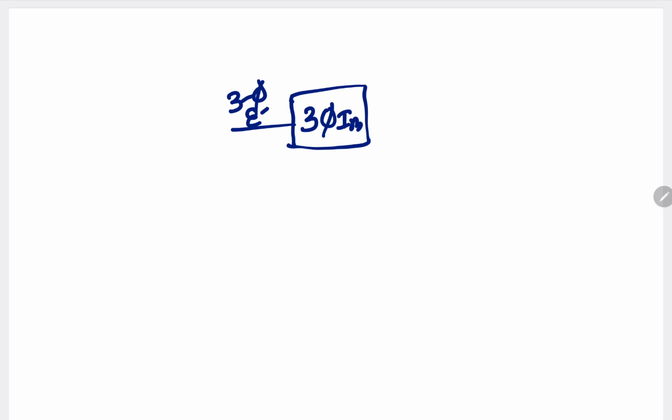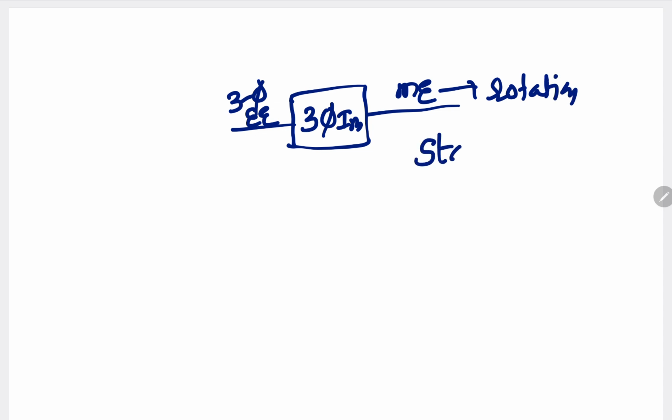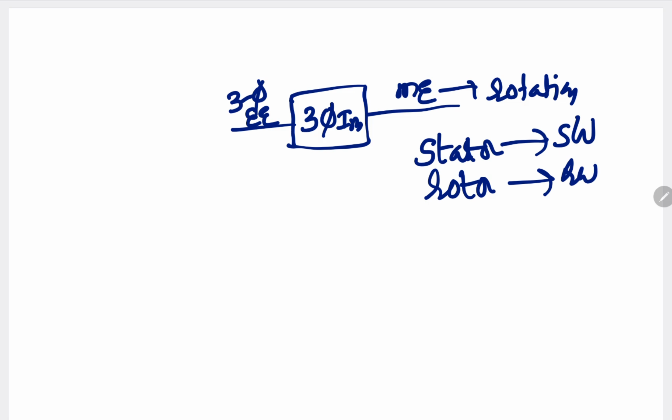So a three-phase induction motor converts three-phase electrical energy into mechanical energy. Mechanical energy is nothing but what? Rotation. In a three-phase induction motor, we have a stator and we have a rotor, and the stator carries the stator winding and the rotor carries the rotor winding.